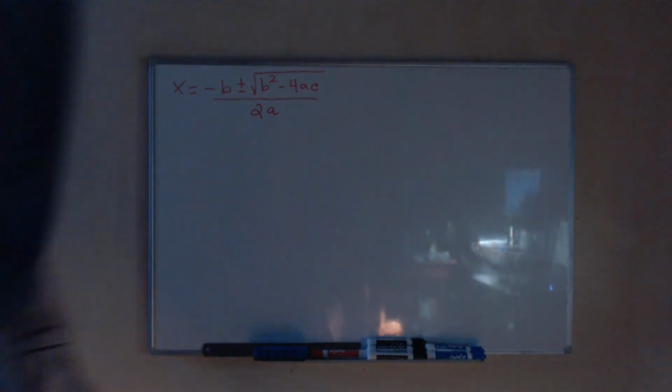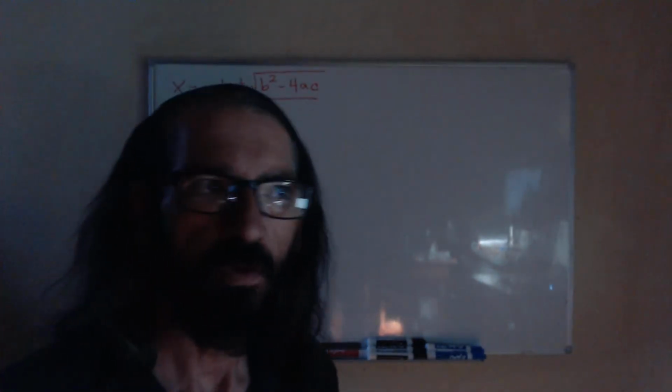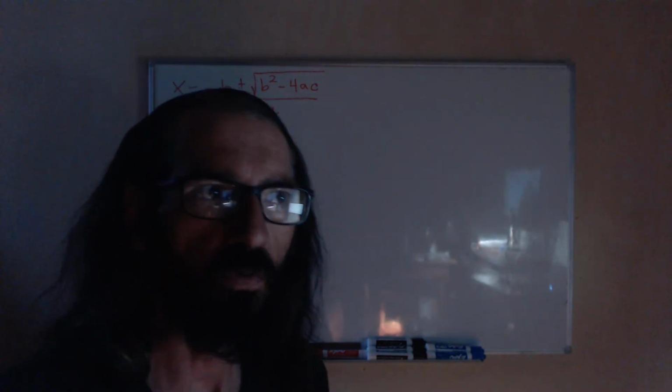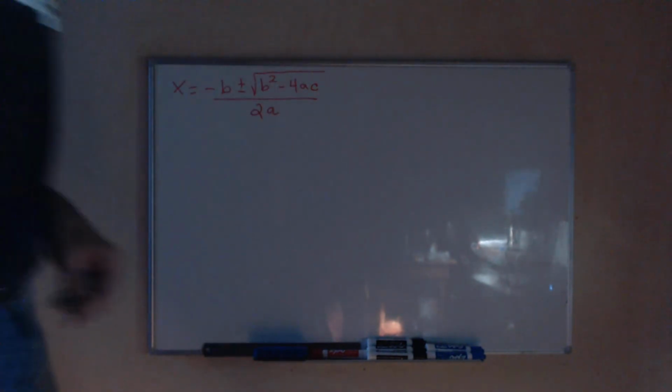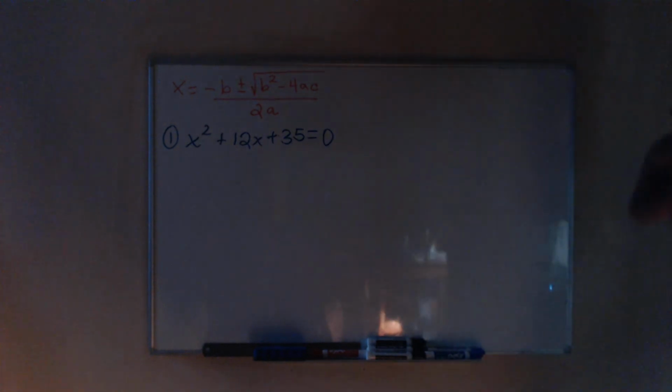Here we go with the first of several examples solving a quadratic equation using the quadratic formula. So our first example, we've got x squared plus 12x plus 35 is equal to 0. And that is already in standard form.